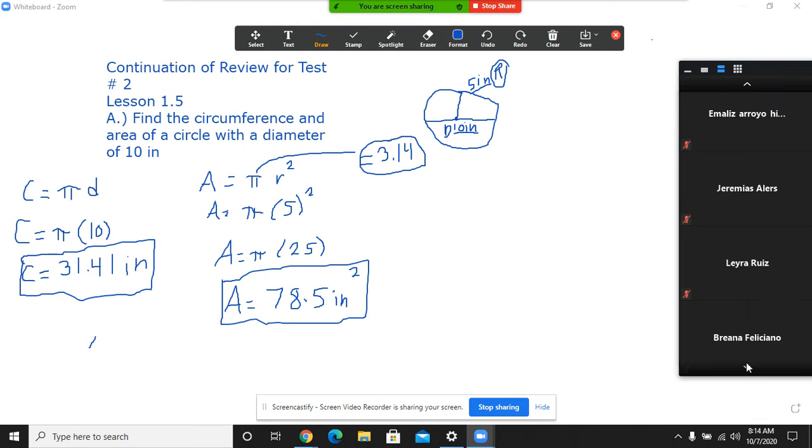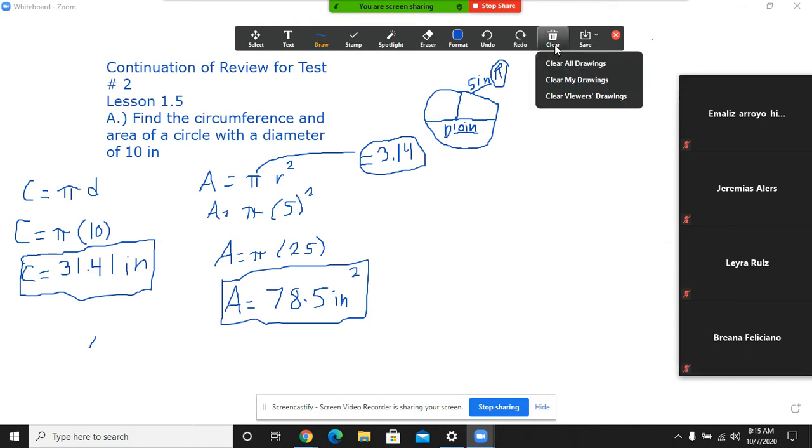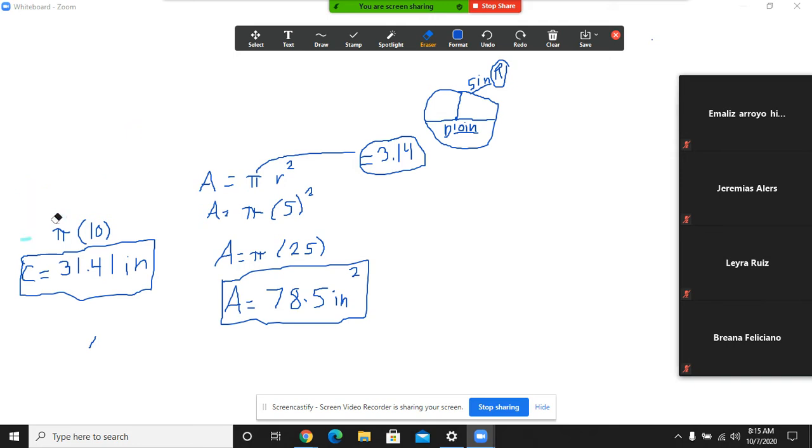okay, so now let's go to the lesson that we're supposed to review today. That is lesson 1.6. So I'm gonna erase this problem. ¿Estamos con esto, mi gente? Okay. So let's go.